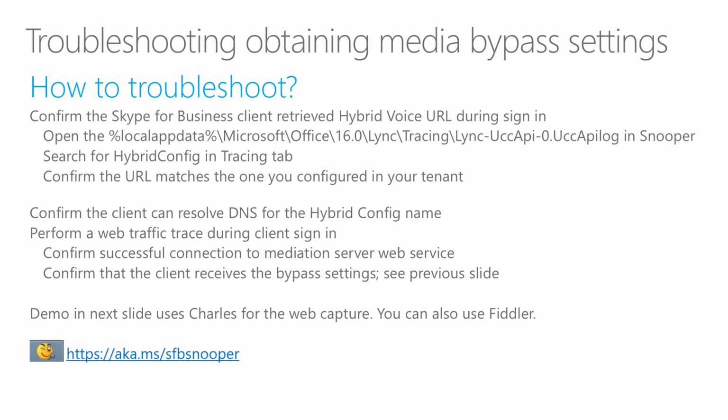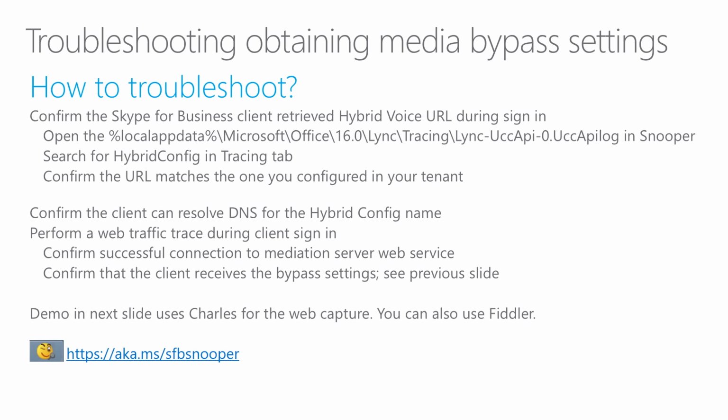Next, confirm that the client can resolve DNS for the hybrid config name. In this case, you'd want to do a ping against that hybrid config name and confirm that an IP address of the mediation server is returned. You should also, and I didn't note it here, confirm that the client can actually connect to that mediation server at that IP address.